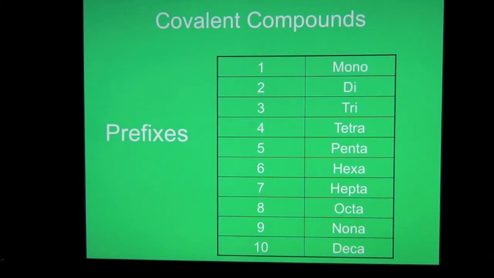So the rules for naming covalent compounds are relatively simple. You use prefixes. Now, the second nonmetal in the series not only is going to get a prefix, but it's also going to have an "ide" ending, I-D-E. So let's take a look at some examples and see if we can use these prefixes along with the "ide" ending for the second nonmetal to be able to name covalent compounds.